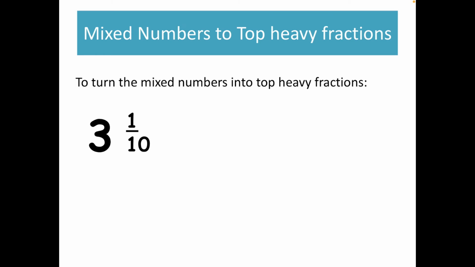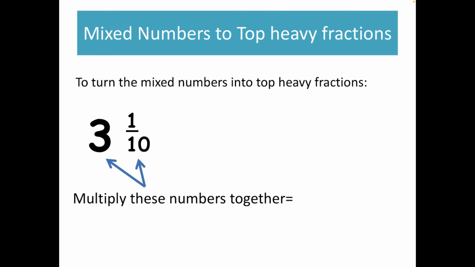Okay, our second learning intention is to convert mixed numbers into top-heavy fractions. This is the opposite of what we were just doing. So here we are given a mixed number and we want to turn it into a top-heavy or an improper fraction. Let's see how we do this. We have 3 wholes and 1/10. To find our top-heavy fraction, we multiply these numbers together. That's the denominator and the whole number.